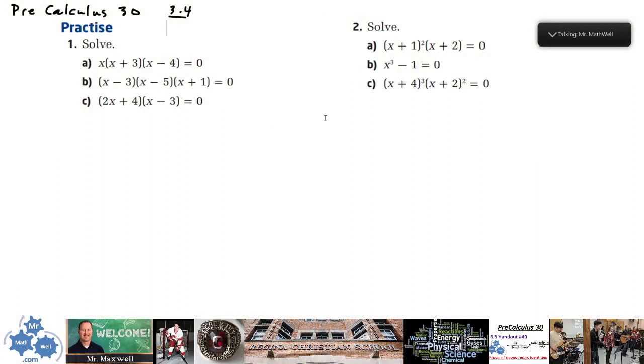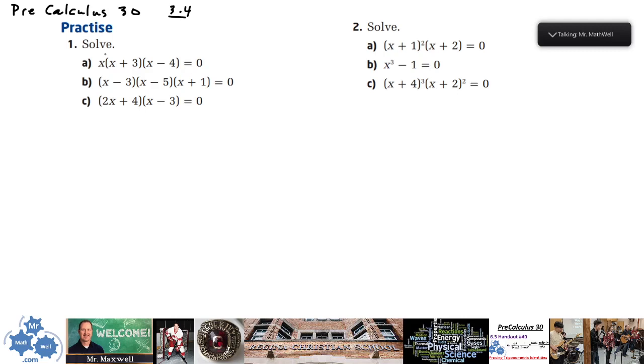Okay, so for any of you that are having trouble getting going on 3.4, I'll just do some of the first two questions here for you. Question number 1 says solve. Remember, we've been talking a lot about graphs, but solving an equation means that you look for what would be the intercepts or the zeros of the graph.